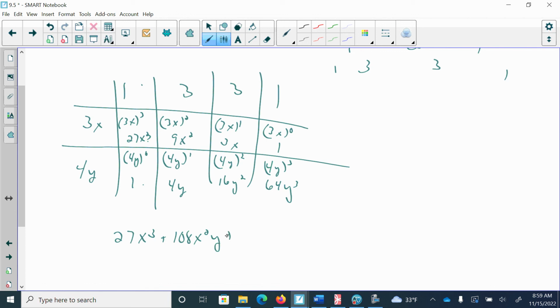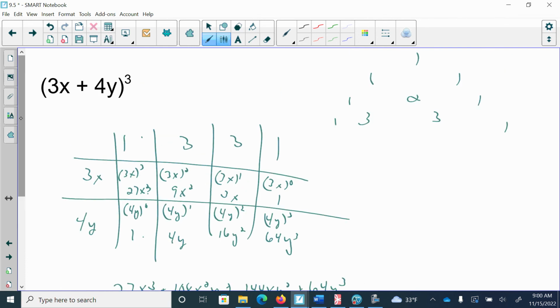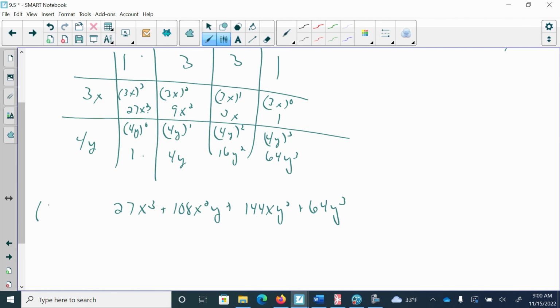Now when I multiply my coefficients, I'm going to have 3 times 3, which is 9, times 16. I'm going to get 144xy squared. And then when I multiply 1 times 1 times 64, I'm going to have 64y to the third. I have no faith in myself. Oh yeah, I'm 108. I'm good. And then here, I'm going to rewrite this as 3x plus 4y.